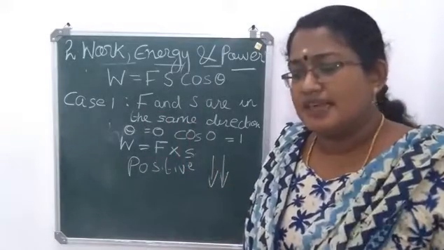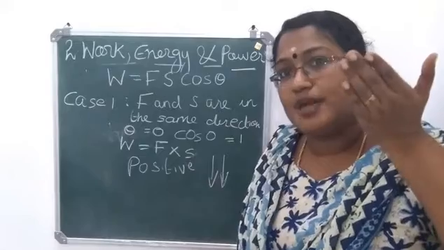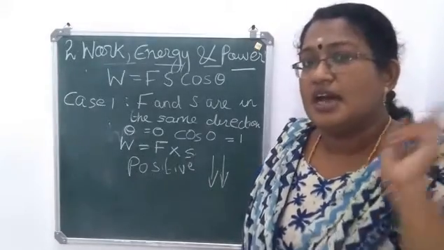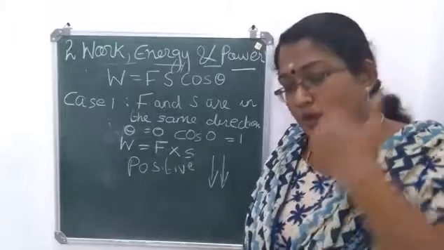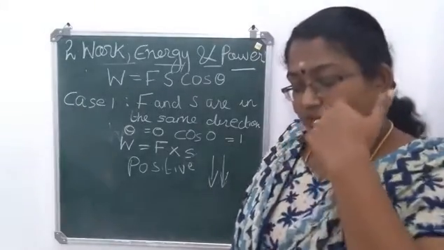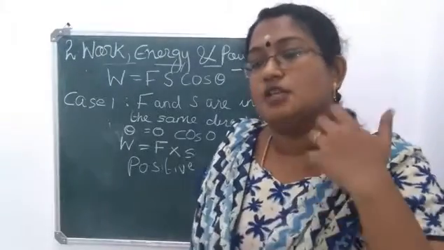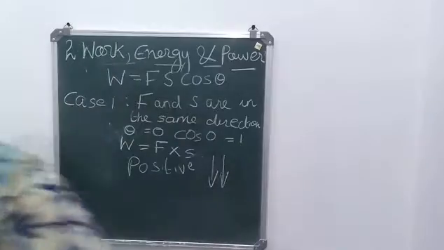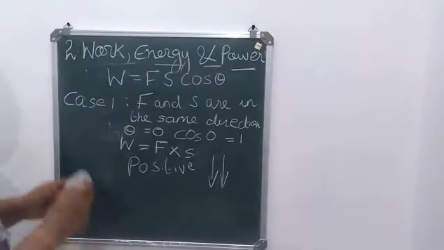Two simple examples: a coolie raising a load above his head. Force and displacement are in the same direction. Another one, free fall. Force is exerted by the earth, isn't it? So the force is acting in the downward direction. The body is also moving in the downward direction. Now we will be moving to the second case.